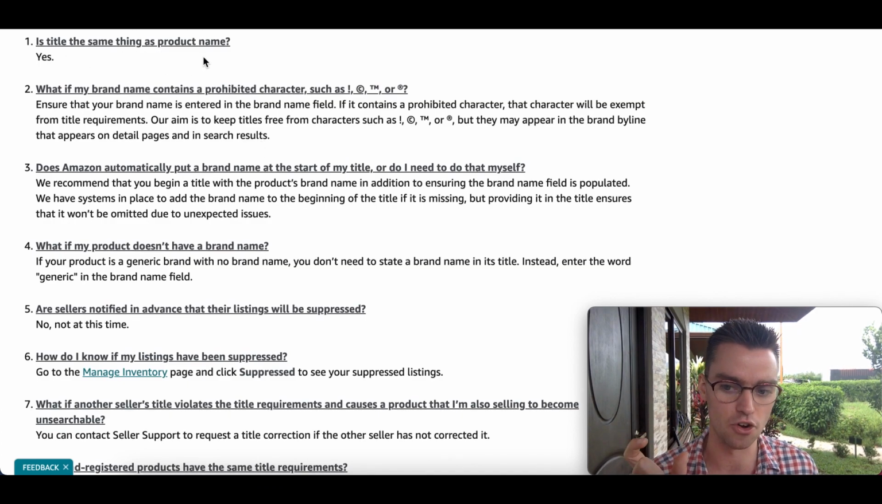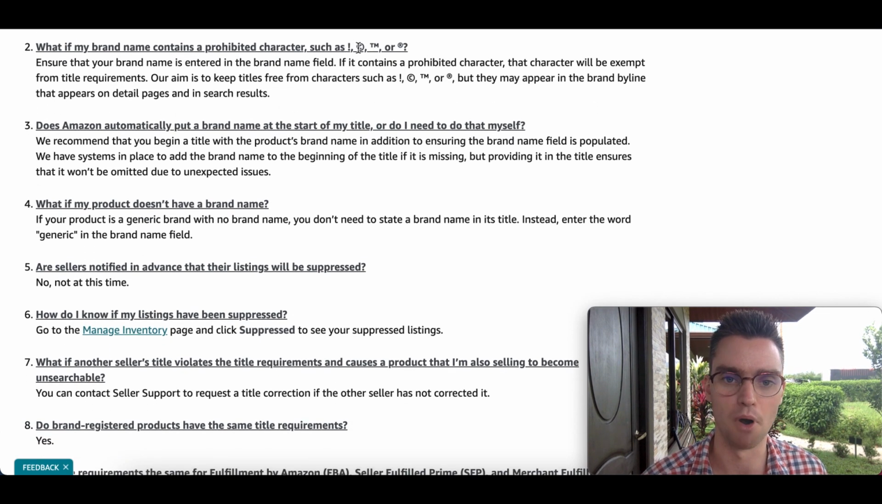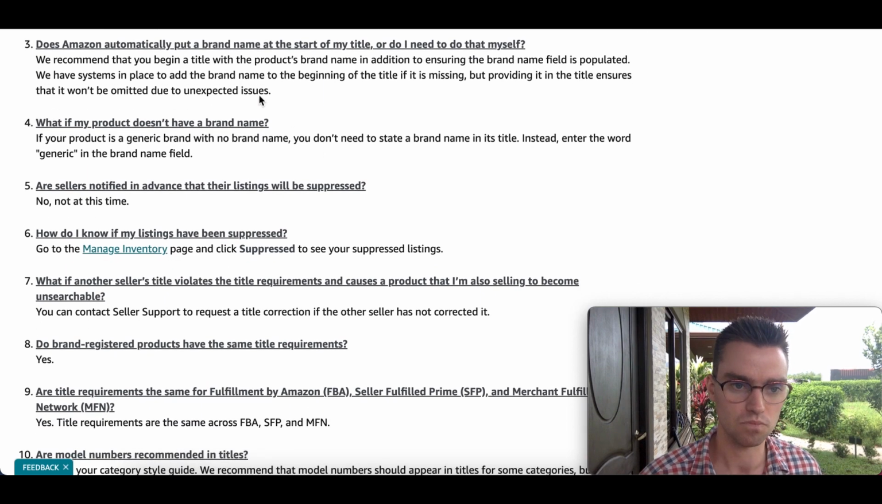So is title the same thing as product name? When you go to edit your inventory, your listing, you'll see product name and title. They're the same thing. Okay, so yes, they're the same thing. Again, you don't want to include any prohibited marks, copyright, trademark, explanation, etc. Otherwise, you can have your listing suppressed, meaning that your listing won't be visible in search results. Not guaranteed, but you don't want to play with fire. There's no real big benefit, but there is a big loss. So I recommend not doing that.